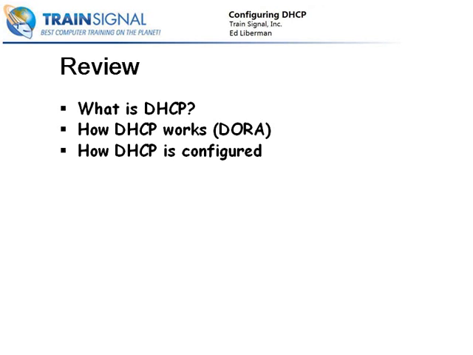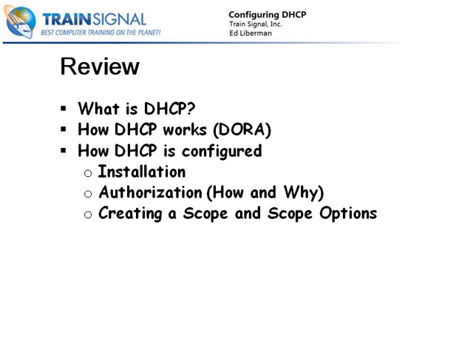We took a look at how to configure DHCP, including installation by adding it as a role on Server 2008. Authorizing, we need to do this within the Active Directory directory service so as to prevent having multiple DHCP servers with overlapping address ranges. We saw how to create a scope and give it some options.